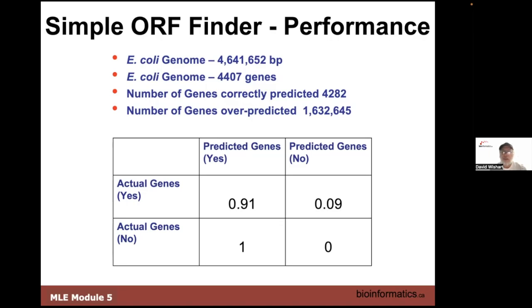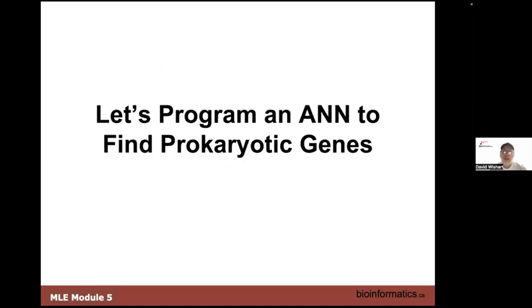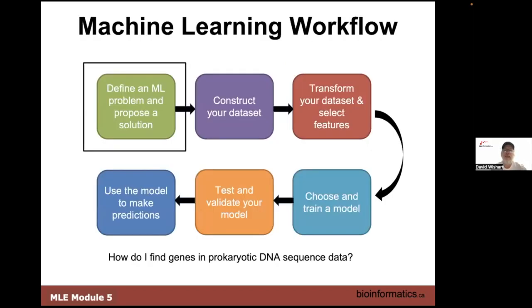Okay, so this is an example of, let's try and do it the rational way. Let's try and do this the machine learning way. So we know that the ORF finding approach doesn't work. So let's try an artificial neural net. So we're going to use the standard workflow.